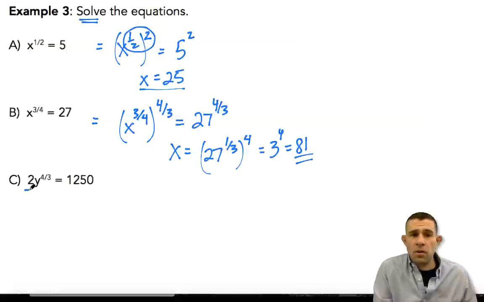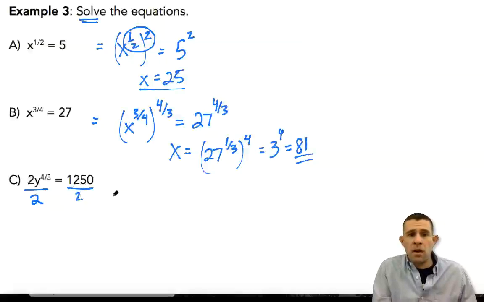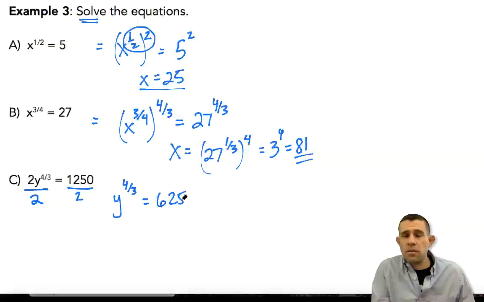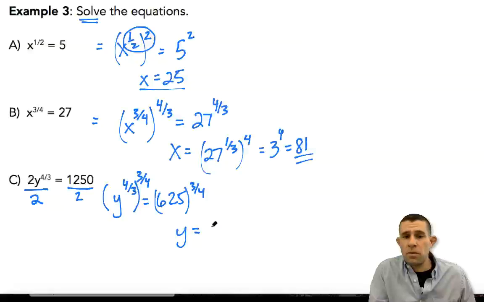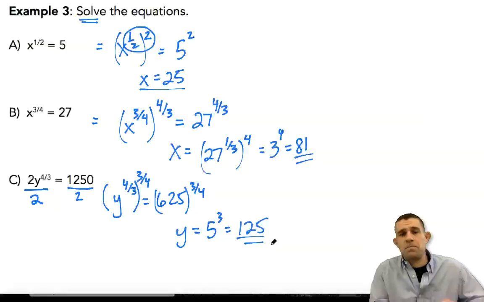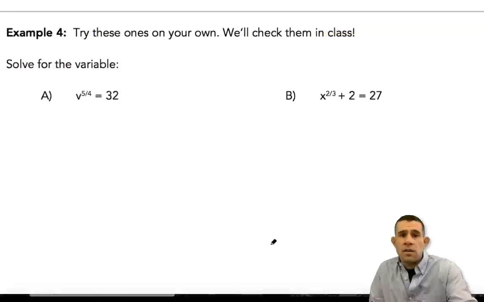All right, in letter C, we are going to start off by dividing our 2 over to the other side so that we get our y variable by itself. Now I have y to the 4/3 is equal to 625. All right, I need to get y by itself, so I'm going to raise both sides to the reciprocal power of 4/3, which is 3/4. So 625 to the 3/4 means I'm going to take the 4th root of 625 and then cube that. So y now is equal to, the 4th root of 625 is 5. 5 cubed is 125.